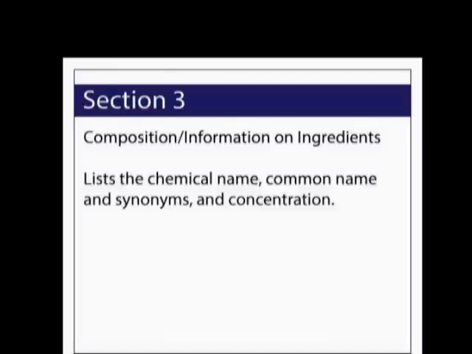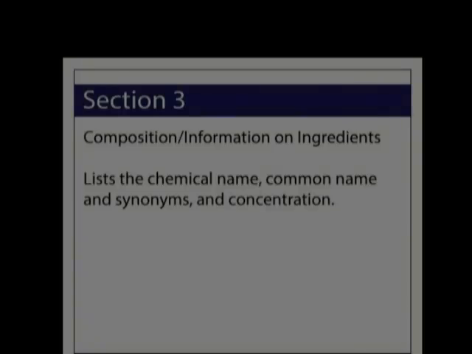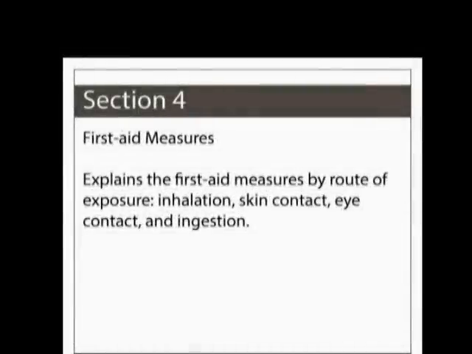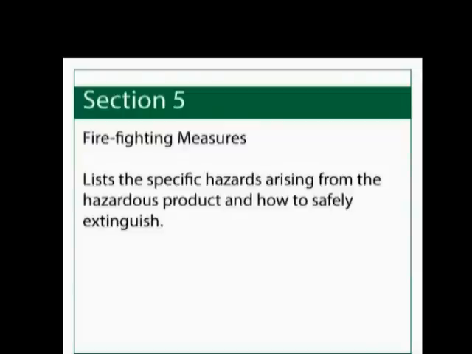Section 3, composition or information on ingredients, lists the chemical name, common name and synonyms and concentration. Section 4, first aid measures, explains the first aid measures by route of exposure: inhalation, skin contact, eye contact, and ingestion. Section 5, firefighting measures, lists the specific hazards arising from the hazardous product and how to safely extinguish.